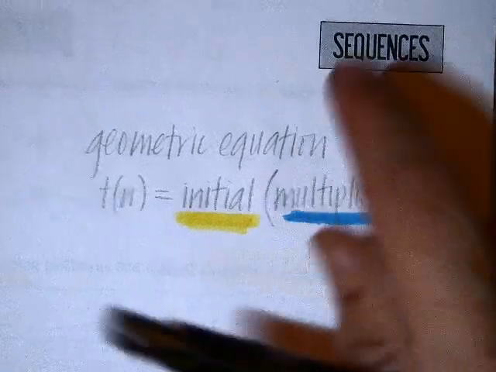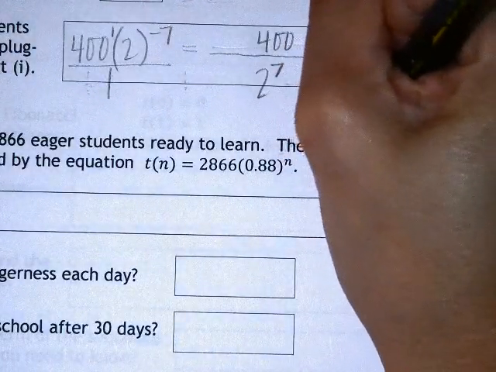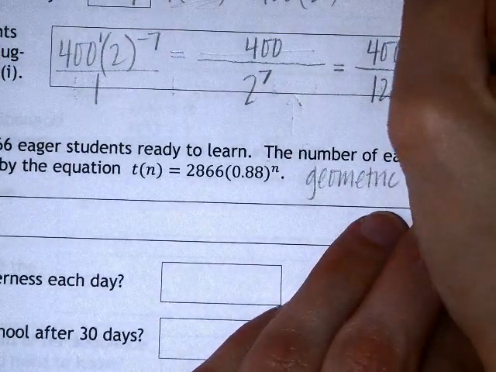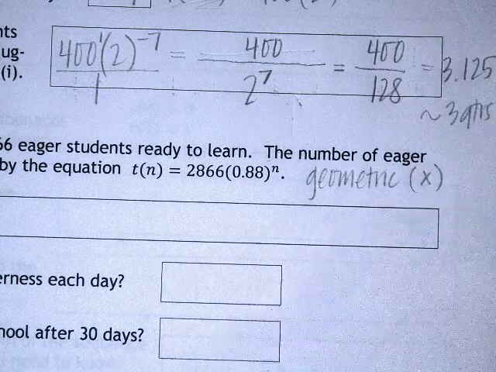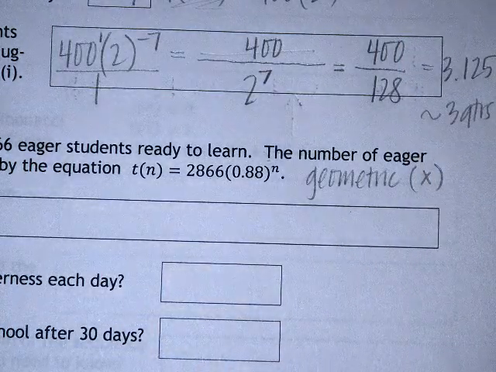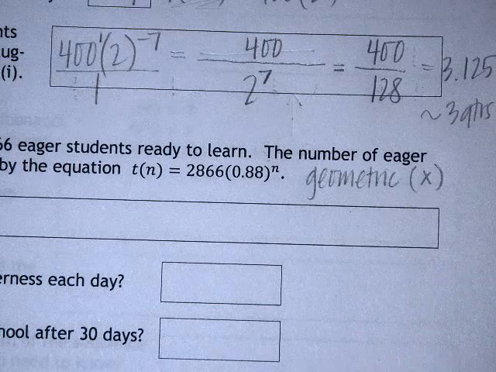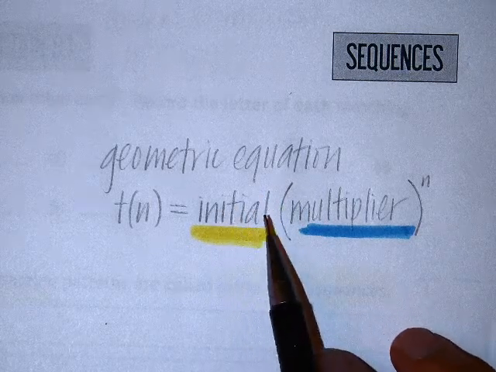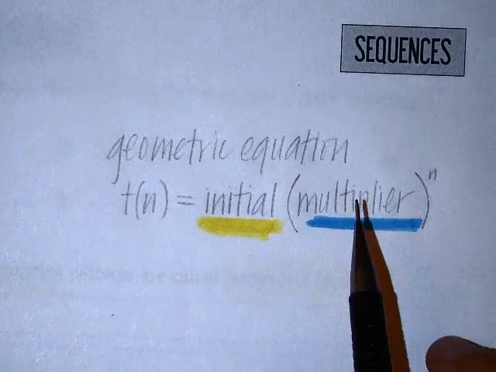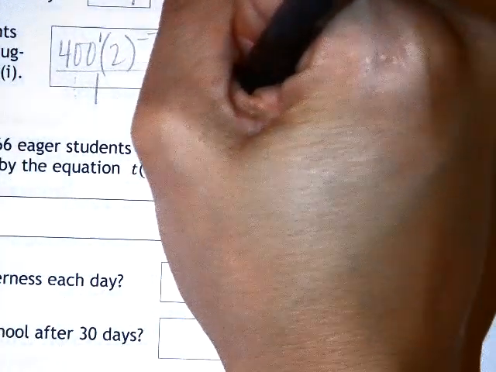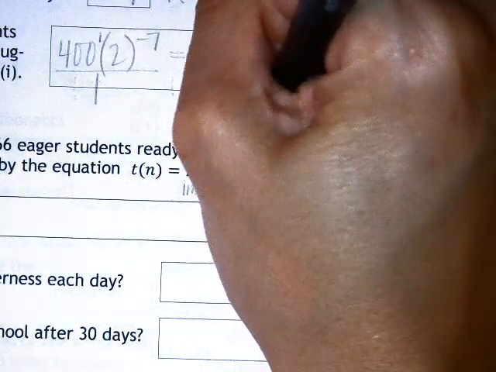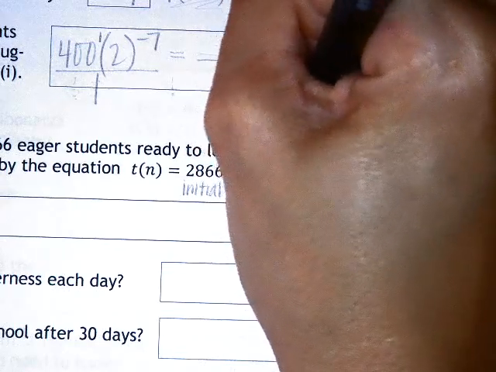So this is giving me a really big hint that I must have a geometric situation in this scenario. And because it's geometric, that must mean that I have a problem that has a multiplier or a multiplication style pattern. So that's a big hint right off the bat. Now, if I think about the geometric equation, I know that the number outside the parentheses is what we call the initial value, and the number inside the parentheses is the one we call the multiplier. So I'm going to label those things here. The initial value must be the 2,866, and the multiplier must be the 0.88.